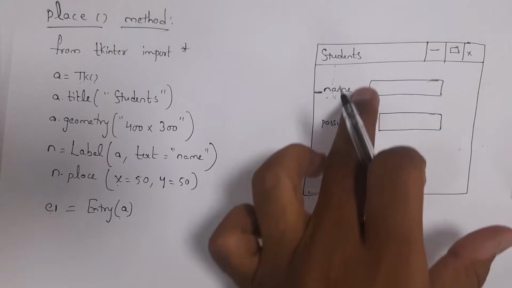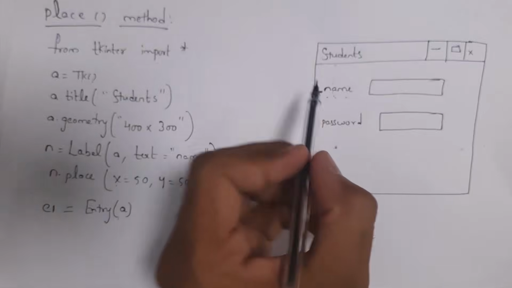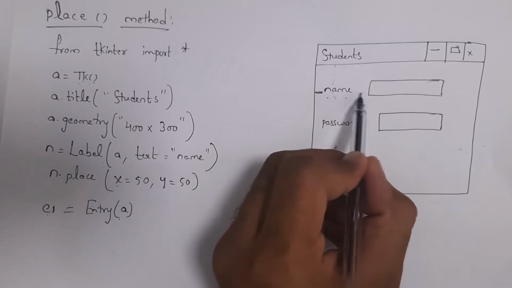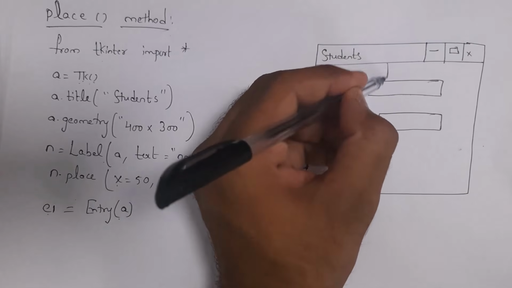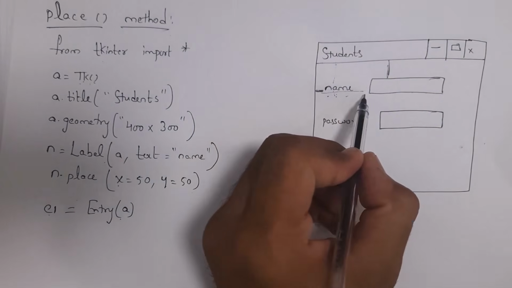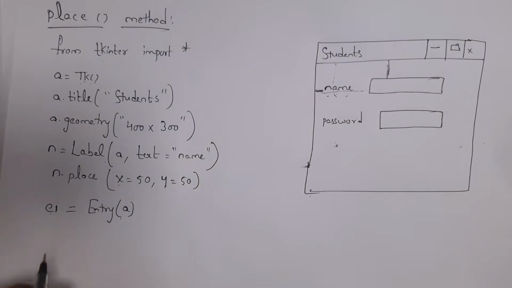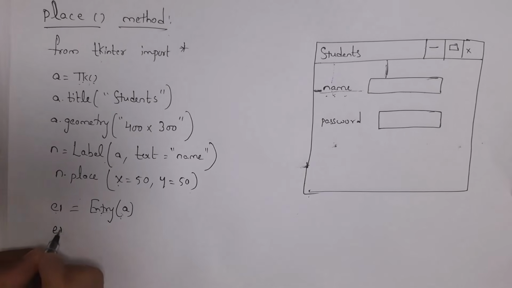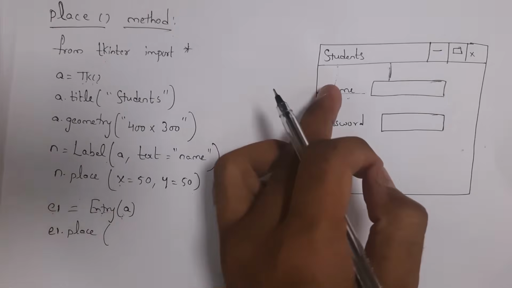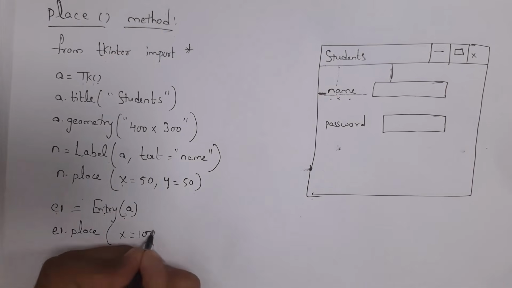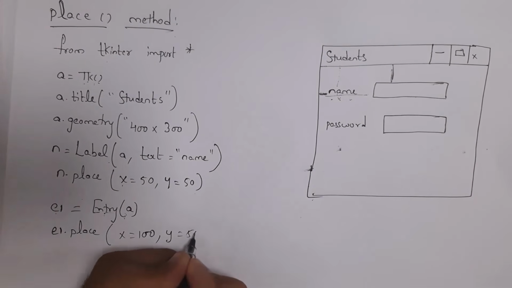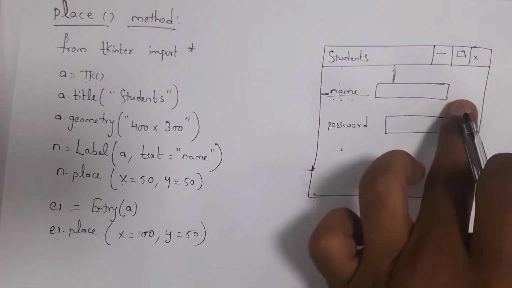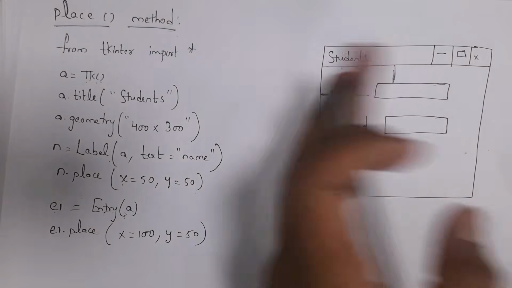Now where do you want to place this entry box? Beside the name. For the name the gap is 50, but for this entry box the gap is 100 and similarly this gap is 50. So take x equal to 100 and y equal to 50. Again, the entry box is present in variable e1, so write e1.place, and I want to place this beside the name, x equal to 100 comma y equal to 50. Whenever you run these two lines of code, it will create one entry box and place it beside the name.